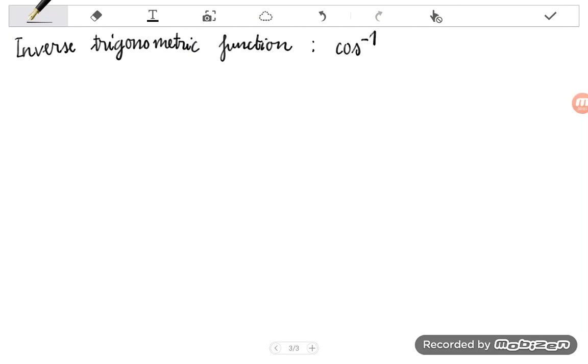Class. In this video, we will talk about one of the inverse trigonometric functions, that is the inverse function of cosine, cos to the power of -1 x.